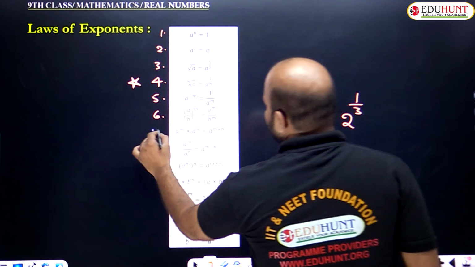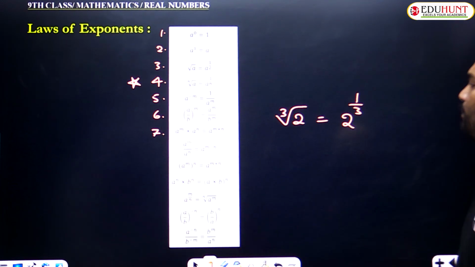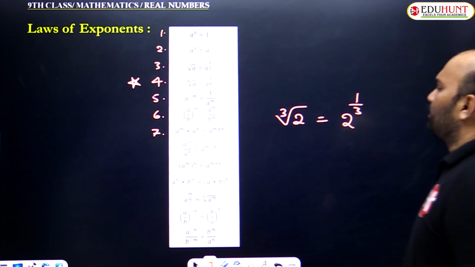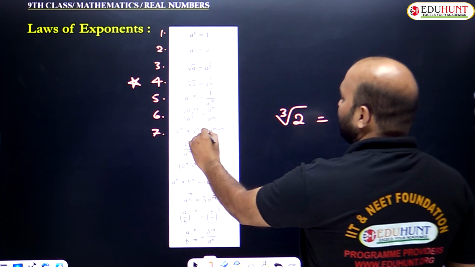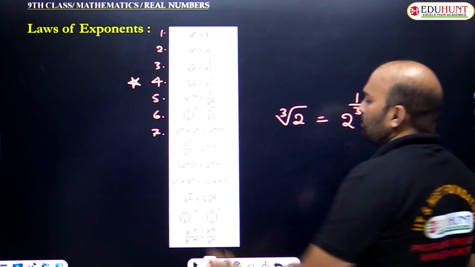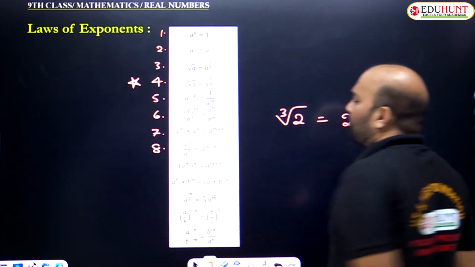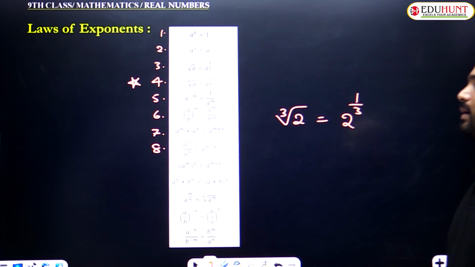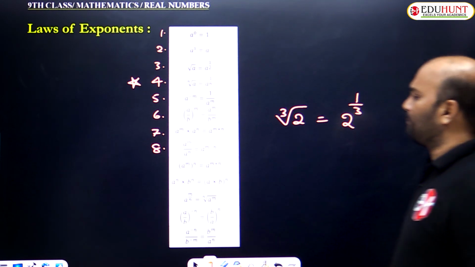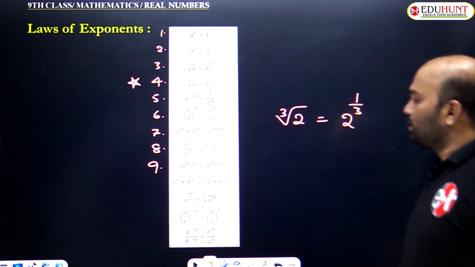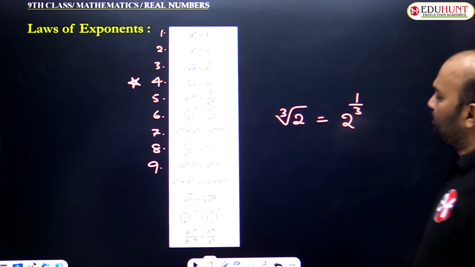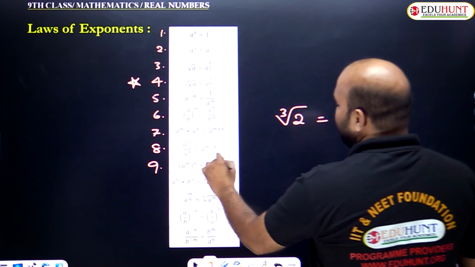Seventh one, a power m into a power n equals a power m plus n. This is also a very important formula. Eighth one, a power m by a power n equals a power m minus n. What is the formula? a power m by a power n equals a power m minus n. Ninth one, (a power m) whole power n can be written as a power m into n.